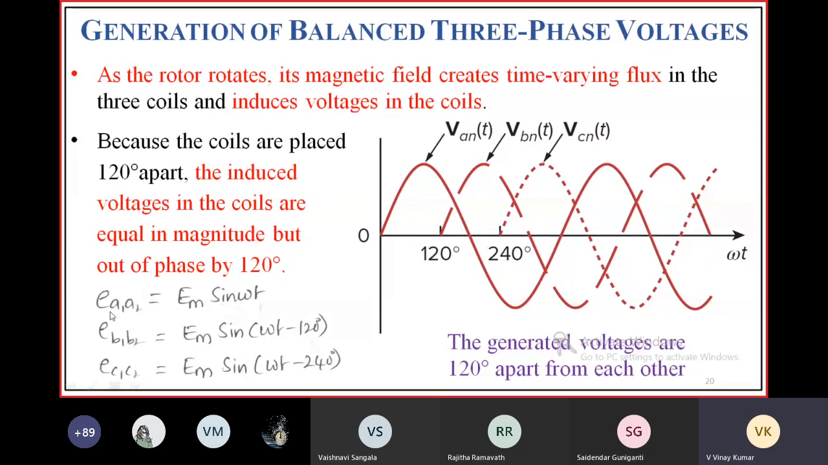So if the voltage produced by coil A is E1 equal to Em sin omega t, then the voltage produced by coil B would be Em sin of omega t minus 120 degrees. As they are displaced by 120 degrees physically, obviously they produce voltages displaced by 120 degrees from each other electrically. So E1 is equal to Em sin omega t, E2 is equal to Em sin of omega t minus 120 degrees, and E3 is equal to Em sin of omega t minus 240 degrees.